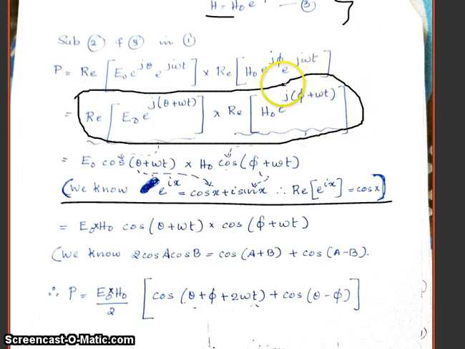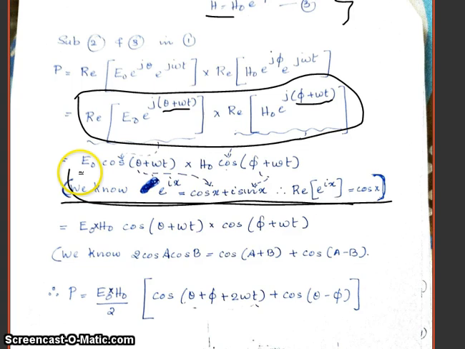So E naught into cos of theta plus omega t. I can write out as E naught into cos theta plus omega t into, coming to the second term, h naught is a constant, taken out, h naught into the real part of e raised to j phi plus omega t, which can be written as cos of phi plus omega t. This is written based on this particular identity. So finally I can write E naught cross h naught into cos of theta plus omega t into cos of phi plus omega t.